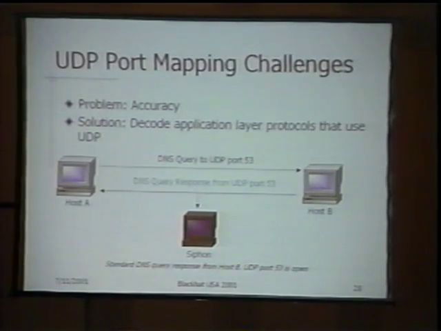So in order to combat this problem, we actually decode application layer protocols that use UDP. For example, host A is doing a DNS query to UDP port 53 on host B. Host B responds with a DNS query response from UDP port 53, and our software will actually decode this DNS query response, and we'll be able to determine that it is a name server, and it is resolving names, so therefore port 53 must be open.